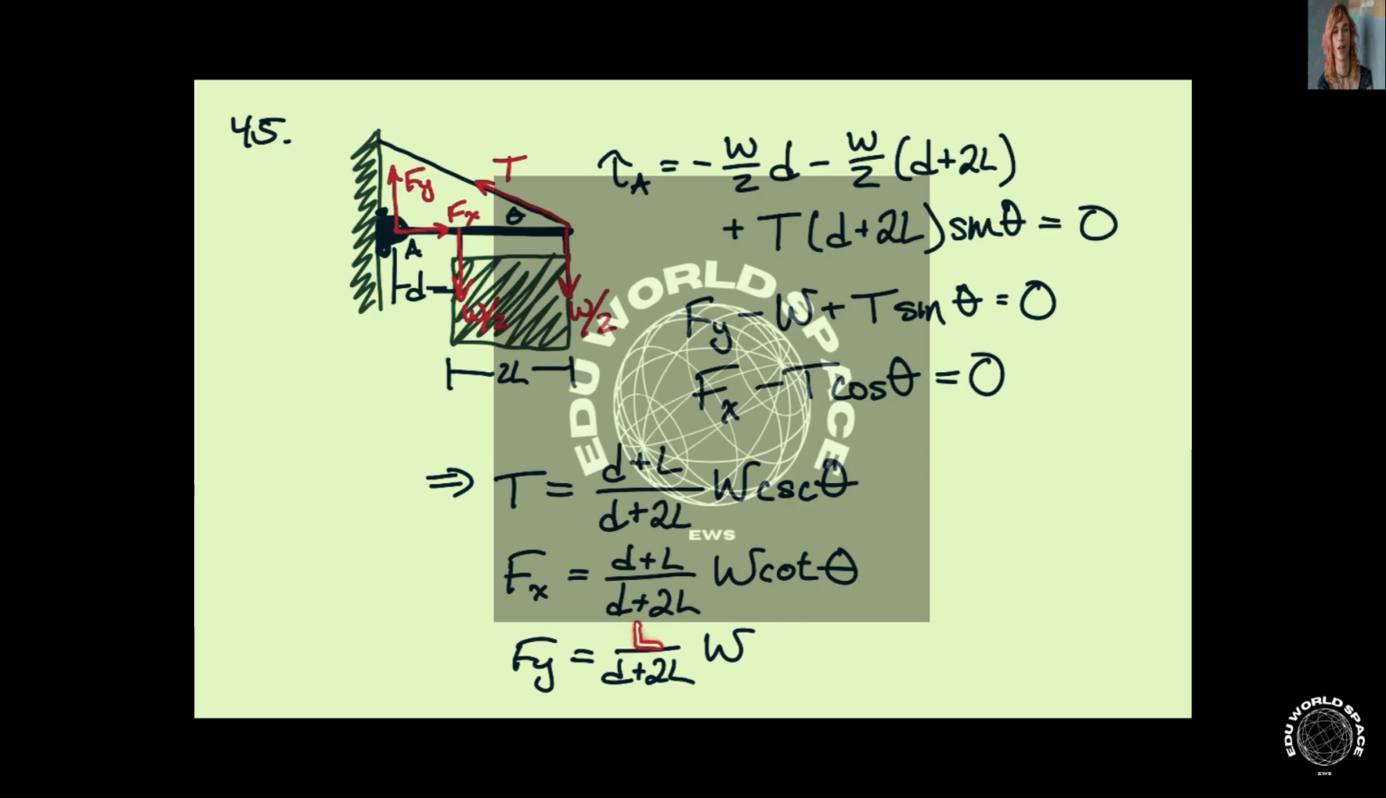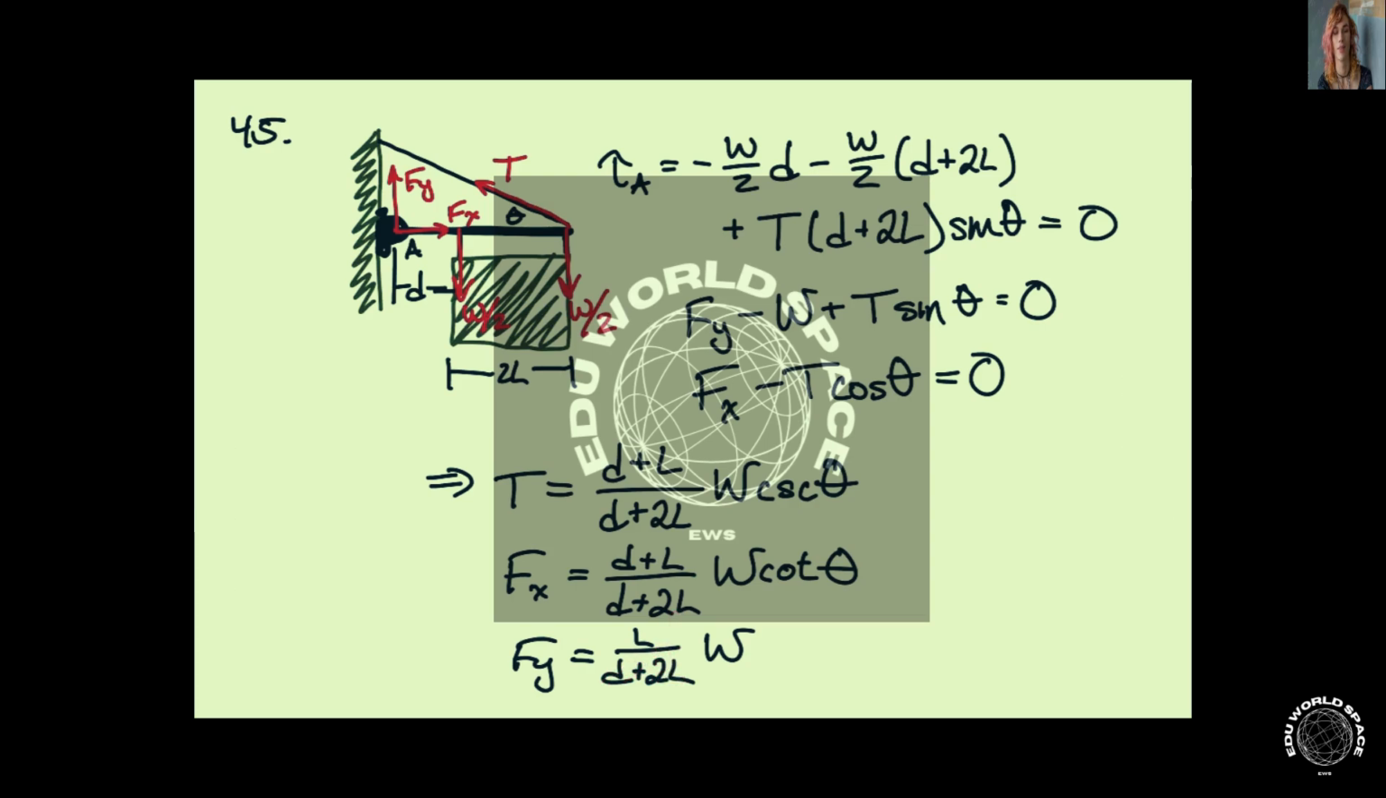And this factor out here, again, is proportional to the weight of the sign, and the factor concerning the lengths is L over d plus 2L. So again, if L gets large compared to d, then this gets to be 1/2.